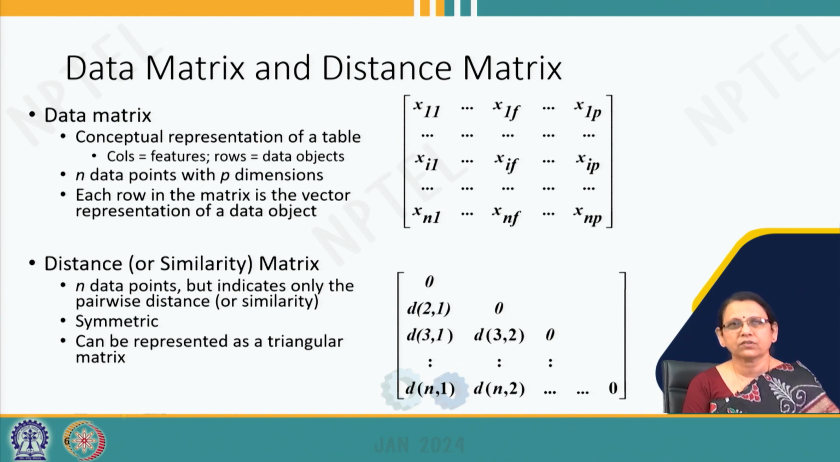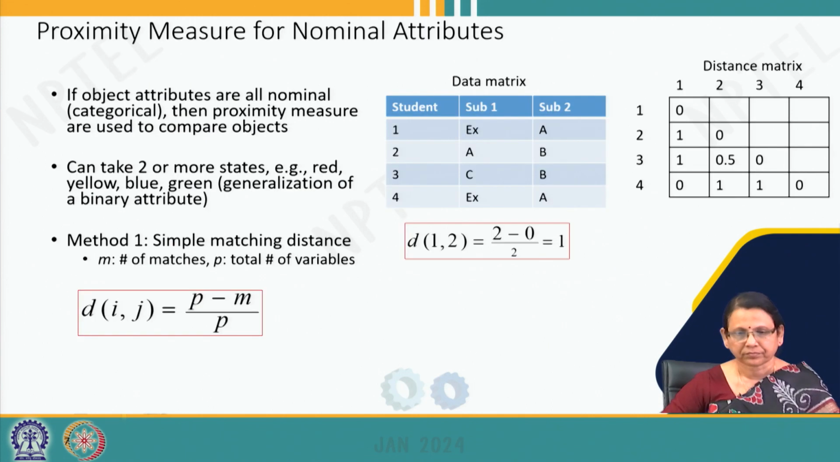Now, because this distance function is symmetric, the matrix also turns out to be symmetric, and because it is symmetric, we can also represent it as a triangular matrix, either upper triangular or lower triangular. In fact, when we make it a full matrix, it becomes a symmetric matrix.